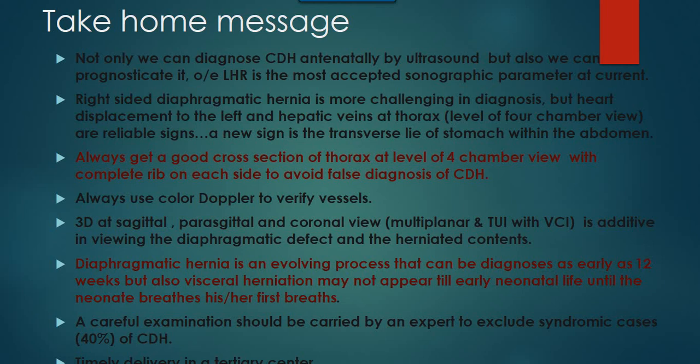Diaphragmatic hernia is an evolving process that can be diagnosed as early as 12 weeks of gestation, but also visceral herniation may not appear until early in neonatal life, until the neonate takes his or her first breaths. A careful examination should be carried out by an expert to exclude syndromic cases, which are the issue in 40% of congenital diaphragmatic hernia, and timely delivery in a tertiary center is always recommended.